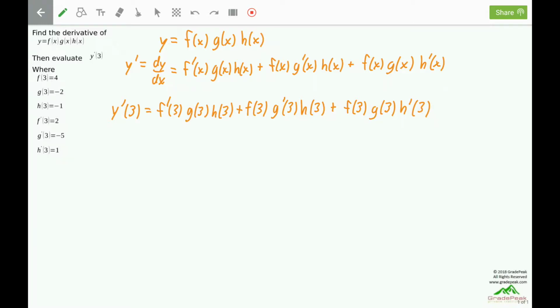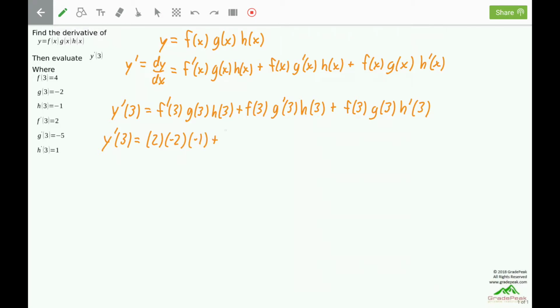Now, all these evaluations can be determined by the information that is given to us over here. So let's look up those values and plug them in. So we have for f prime of 3, that's a 2. G of 3, that is a negative 2. H of 3, that's a negative 1.